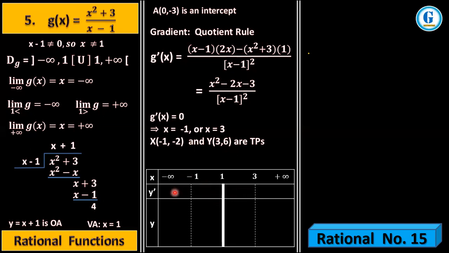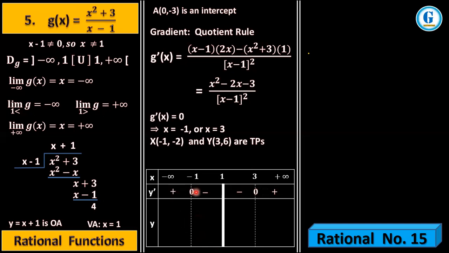Now we look at the gradient function all through. In this first interval, between negative infinity and negative 1, the function is going to be positive. Just take any number in between negative infinity and negative 1. It's positive here. Between negative 1 and 1, you can take 0. It is negative. When x tends to 1, the gradient function is negative. And then between 1 and 3, it is negative. X equals 3 is a turning point, so at this point, we're going to have 0 for the gradient function. And above 3, it is positive.